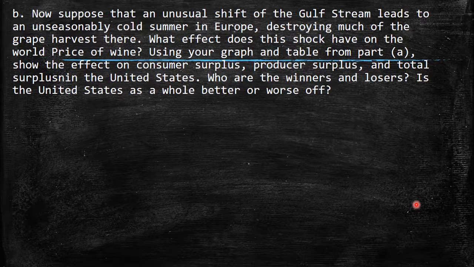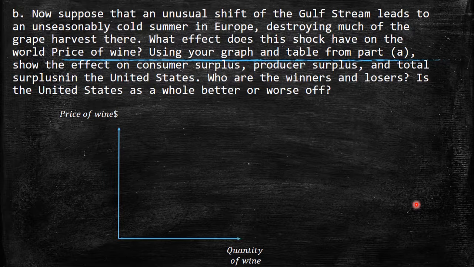Now suppose that an unusual shift of the Gulf Stream leads to an unseasonably cold summer in Europe, destroying much of the grape harvest there. What effect does this shock have on the world price of wine? Using your graph and table from Part A, show the effect on consumer surplus, producer surplus, and total surplus in the United States. Who are the winners and losers? Is the United States as a whole better or worse off?